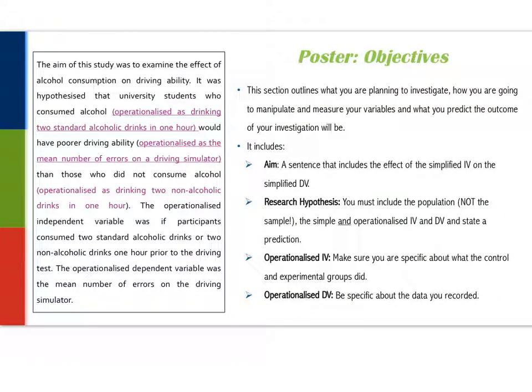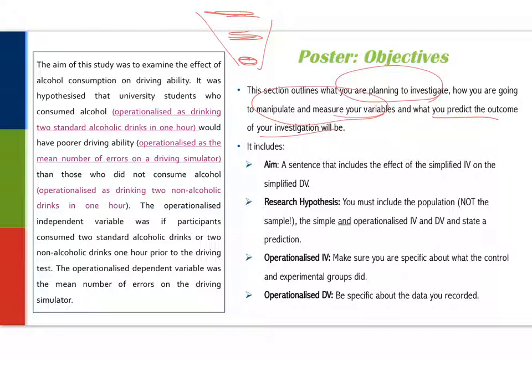Now the objectives are the last little part of that funnel that I was talking about. So right at the top, you have your background theories. In the middle, you have your past research. And in the objectives, you have the information about our research. So this section is outlining what we are planning to investigate, how we are manipulating and measuring our variables, and what we predict our outcome to be. It's really easy to write, but you need to make sure your structure is correct.